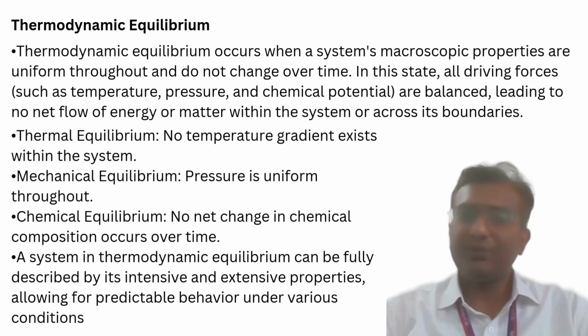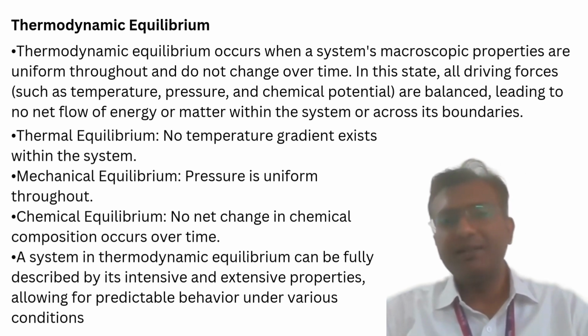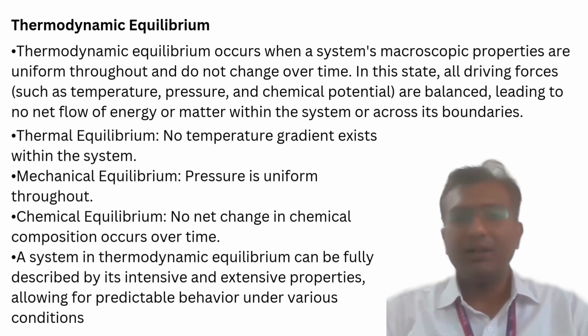The next is called mechanical equilibrium. This means there are no pressure differences within the system. There are no unbalanced forces acting that would cause the system to expand or contract. The third is chemical equilibrium. This means there are no ongoing chemical reactions occurring within the system, and the chemical composition remains constant over time. The relative amounts of different substances are also not changing.